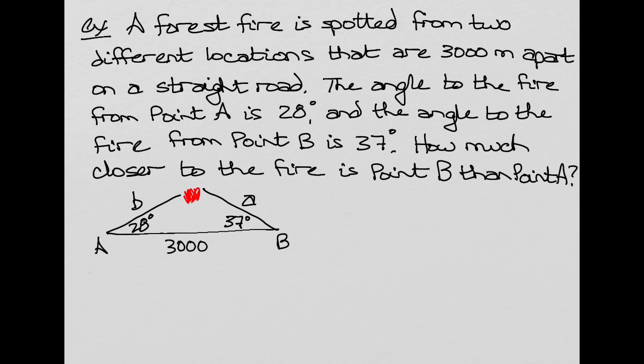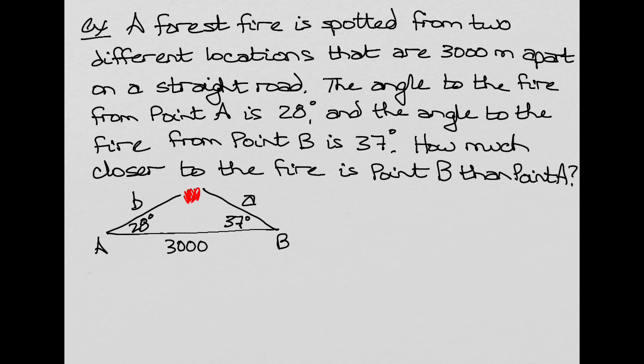How much closer to the fire is B than A? So larger angles have larger sides opposite them. Angle B is larger, so side B is larger, so the distance from A to the fire is bigger than the distance from B to the fire. And that's how that all falls out there. How much closer to the fire is point B than point A?